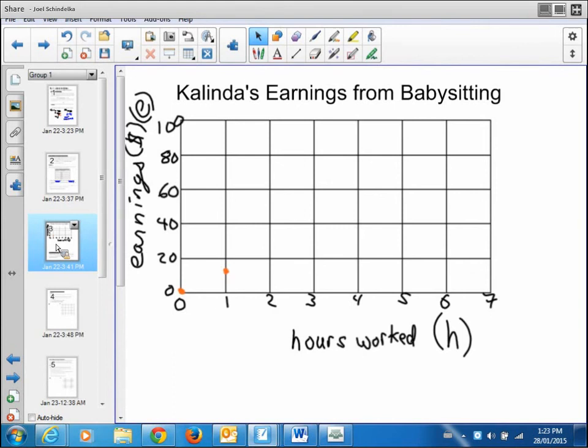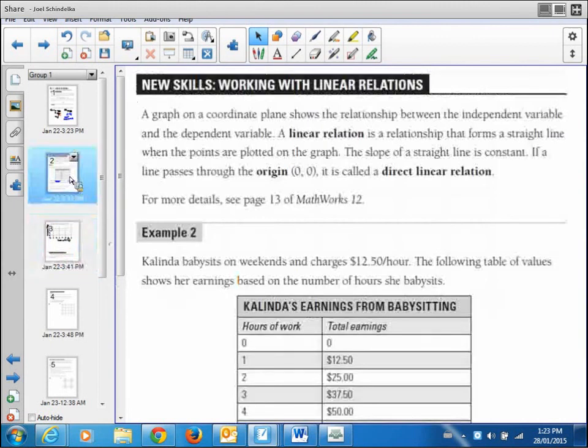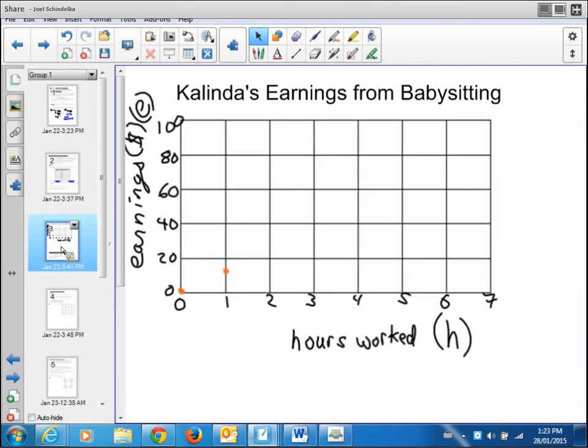Then I'm going to go back to the chart and see that 2 hours is $25. Well, 2 hours, $25. And at 2 hours, $20 is right there. I have to go a little higher, but not halfway, which would be 30. So I'm going to put my $25 right about there. When you do all that, use a ruler to connect the dots.